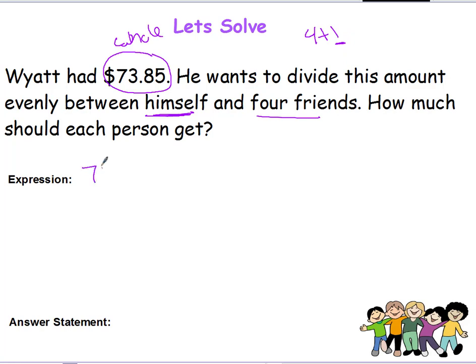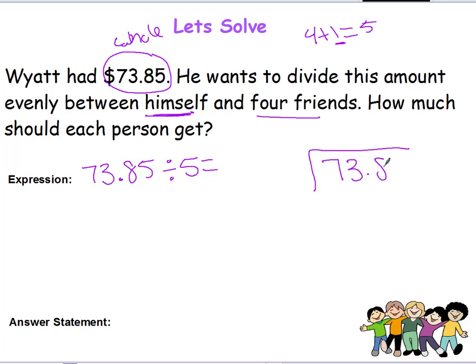That's his 4 friends and himself. So my expression is going to be $73.85 divided by, well, himself and 4 friends. Well, that equals 5. Now I have to make my long division. My dividend goes inside the house, 73.85, and my divisor, the number of groups, is going to be 5. Since my divisor is a whole number, all I have to do is bring my decimal point up and divide as usual.